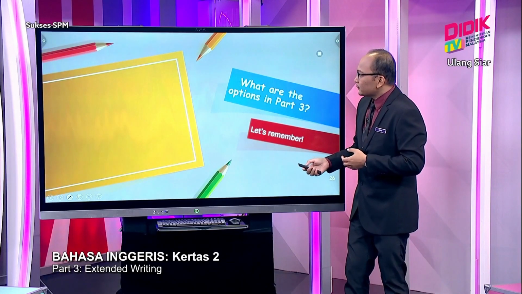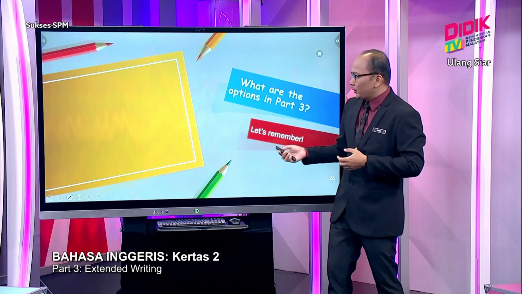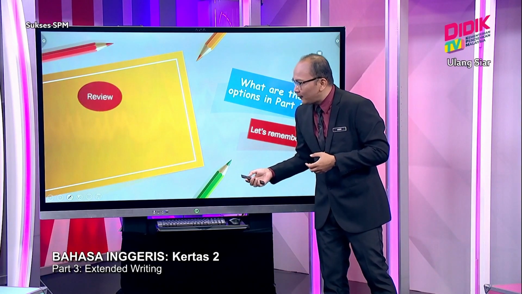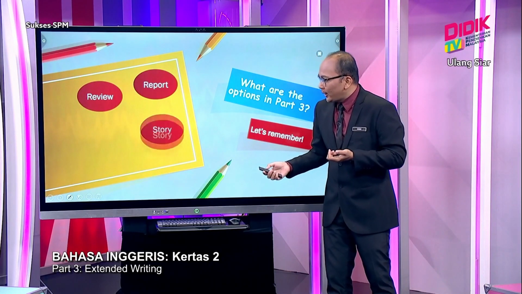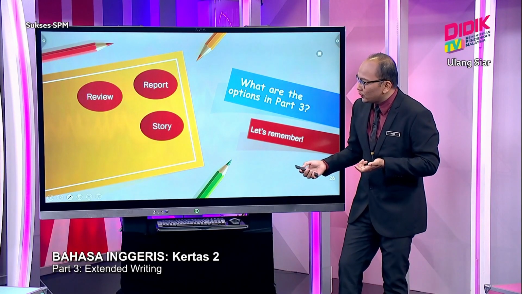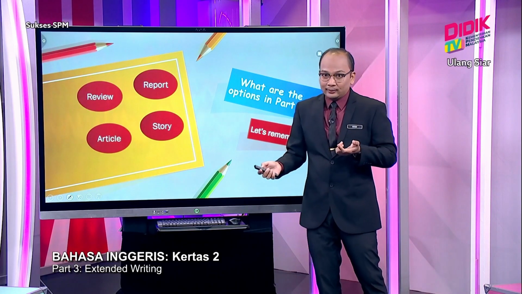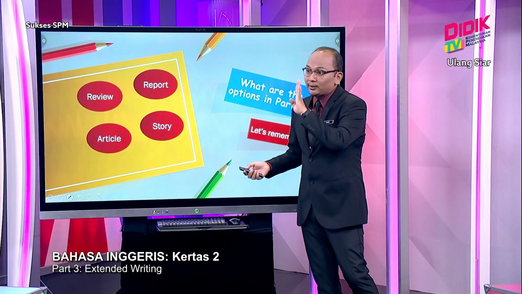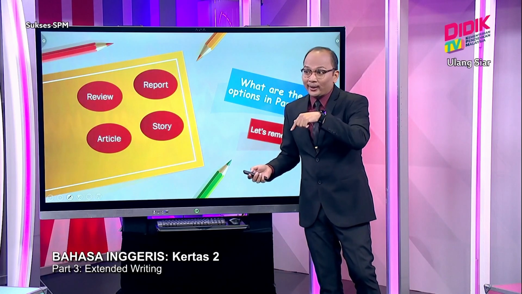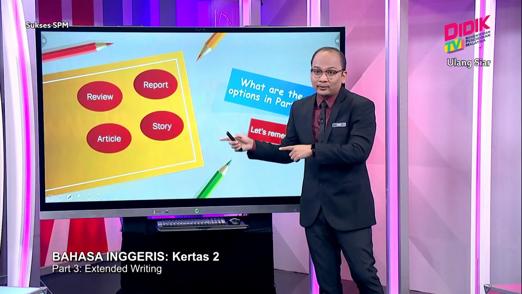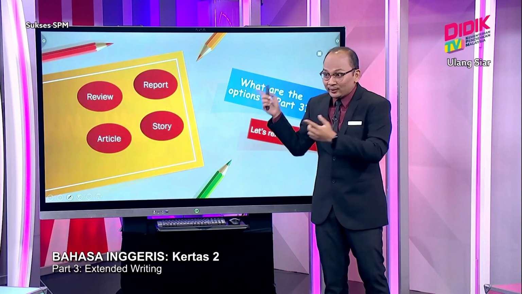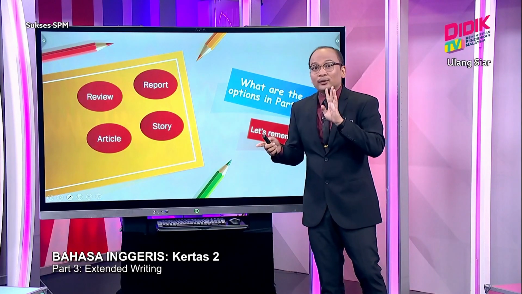What are the options in part 3? Let's look. We have review. The next one, we have report, we have story, and also we have article. Remember, the options given are 4, but in the question, there are 3 options. So one will be left out. I'm not sure which is going to be left out. So we need to know all 4.